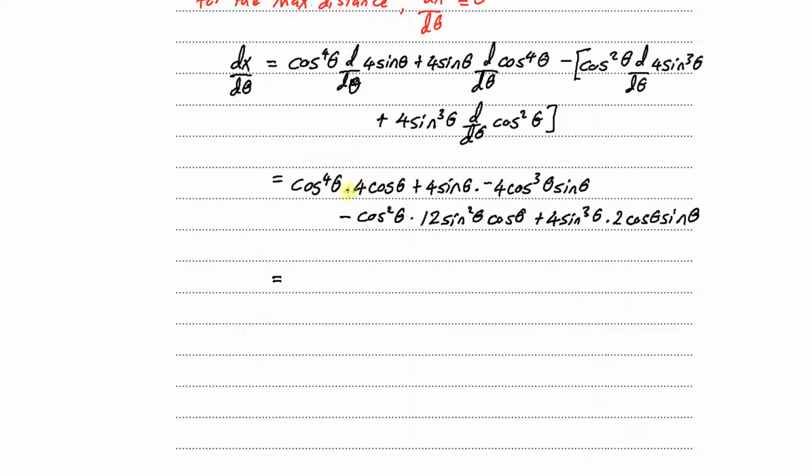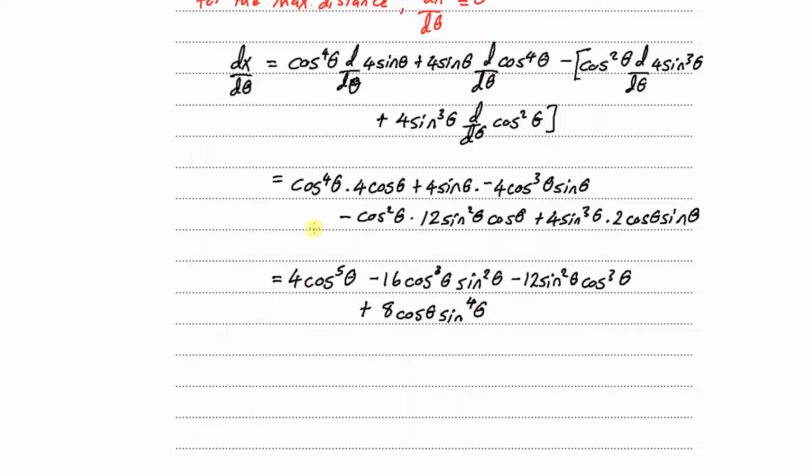So let's simplify this a little bit more. Cos to the 4 of theta times 4 cos theta, we get 4 cos to the power 5 of theta. And then here, 4 sine theta times minus 4 cos cubed theta sine theta will give us minus 16 cos cubed theta sine squared theta. And coming here, we'll be having minus 12 sine squared theta cos cubed theta. And the last one here, that'll be plus, we have 4 times 2, that's 8, cos theta sine to the 4 of theta.